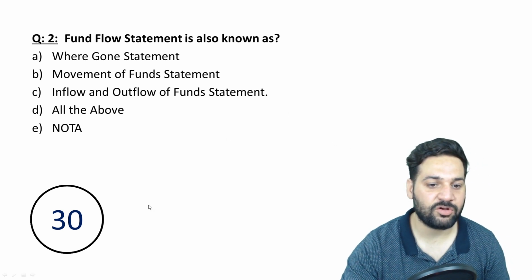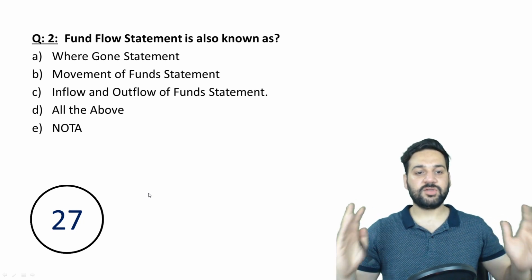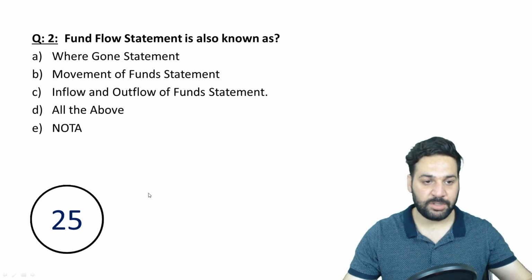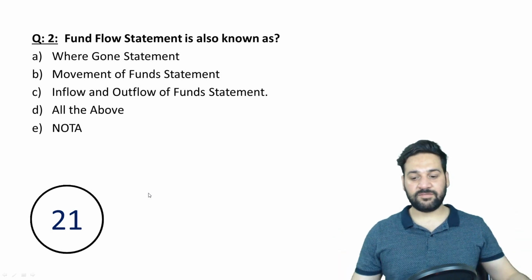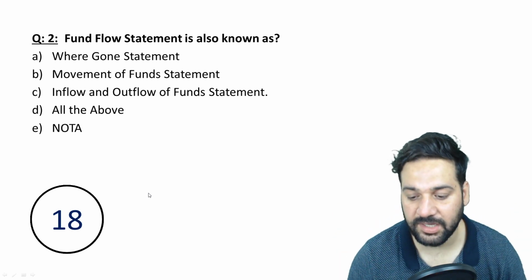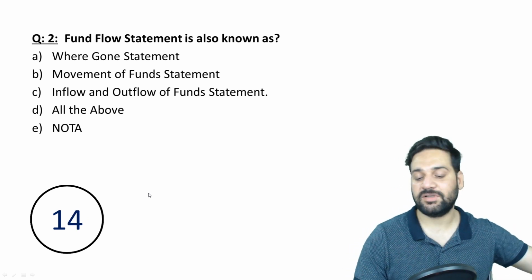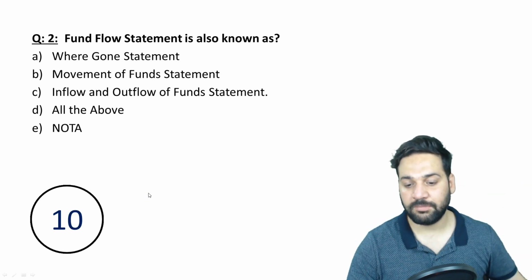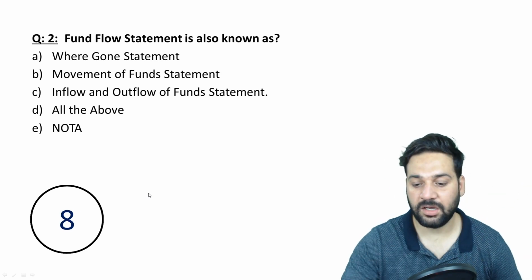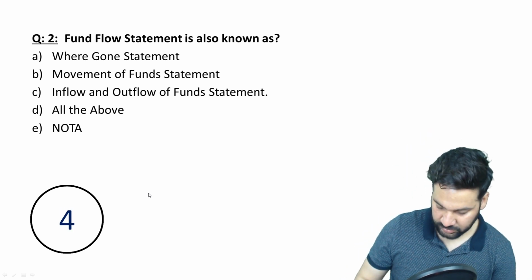Fund flow statement is also known as what? Where gone statement, movement of fund statement, inflow and outflow of fund statement, all of above, none of the above. So what is the correct answer? Just tell me the question number, 2, 3, 4, 5, 6, 7, whatever the question number is, and mention the option name A, B, C, D. Let me know and then I'll get back to you.